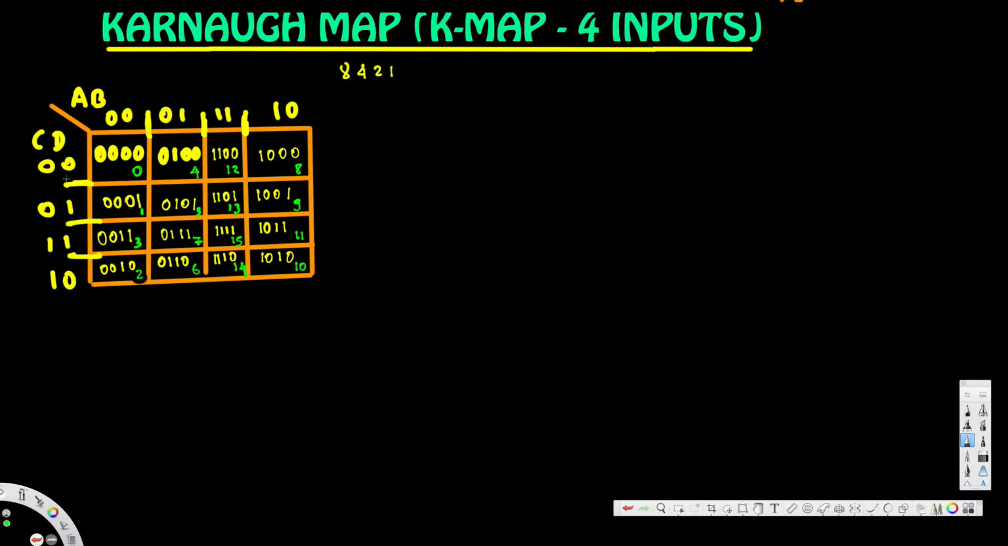So this is how we determine the location of the K-map. Now we know the locations. Now let's try a problem on this one. Let's say we have a problem. It's asking to find the K-map of this one.